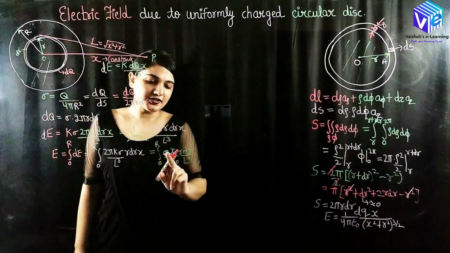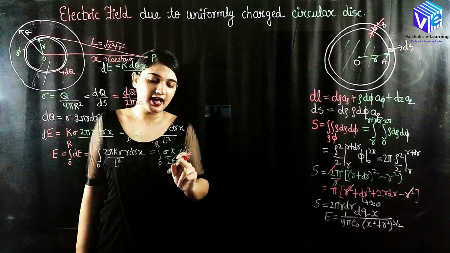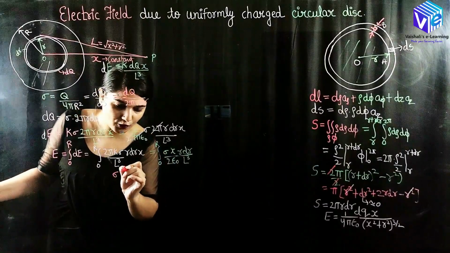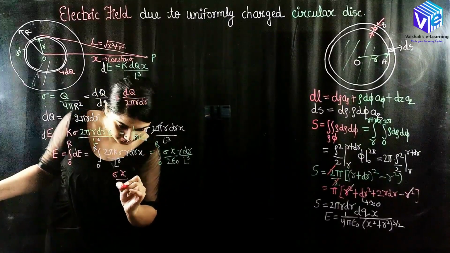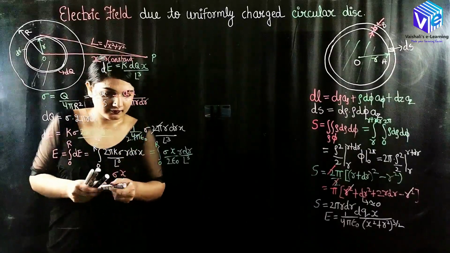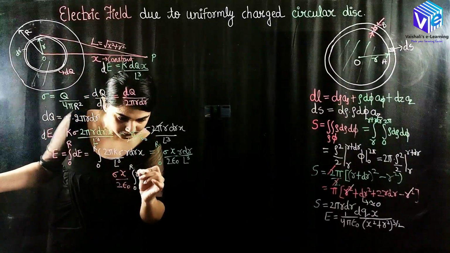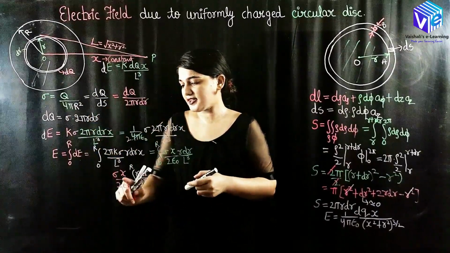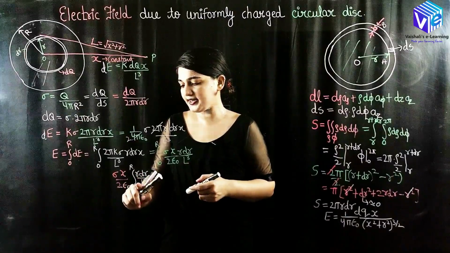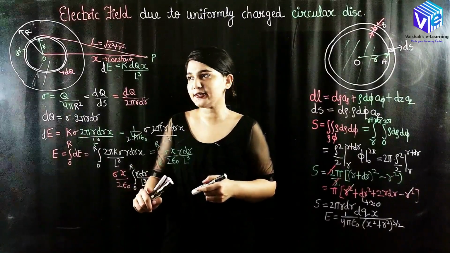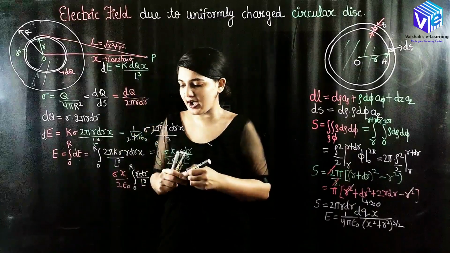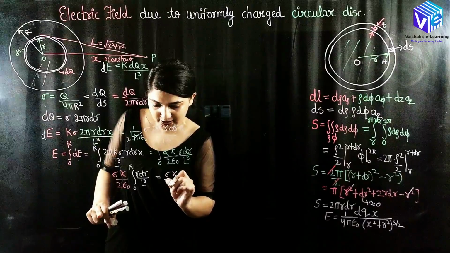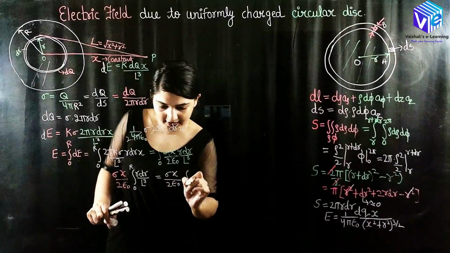So 2 is a constant, sigma will also be constant, x is constant, epsilon naught is also a constant. So I can take all of them outside. Here we have sigma x upon 2 epsilon naught, integration from 0 to r, r dr upon L cube. What was L? L was a function of r. This is the reason I have not taken it to be constant. So L will be changing depending upon my r.